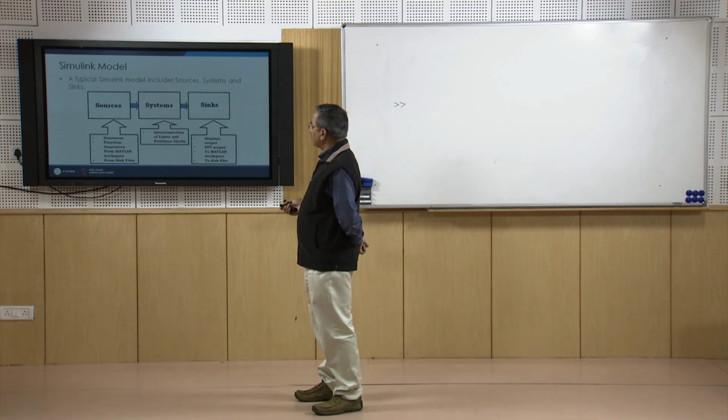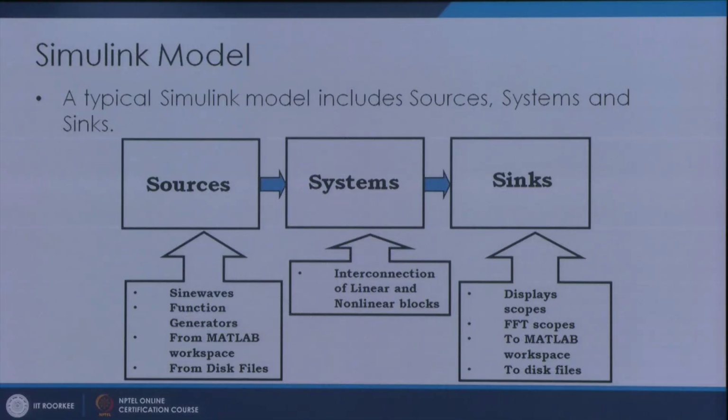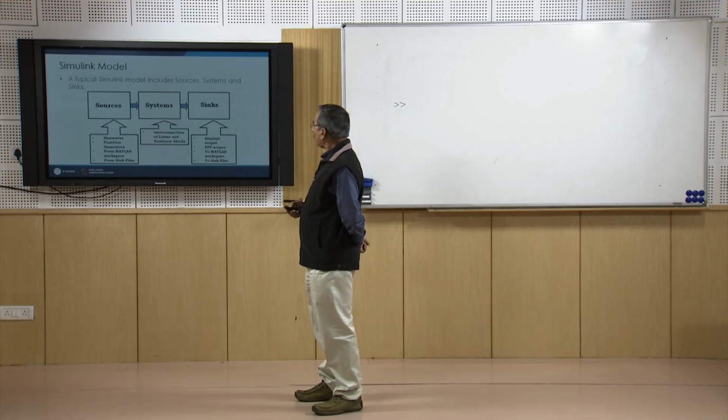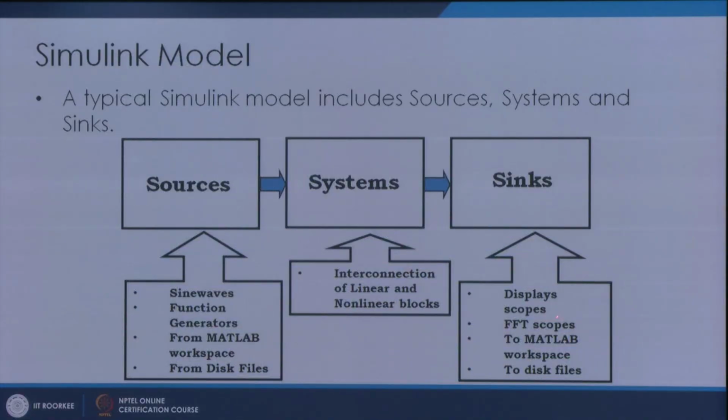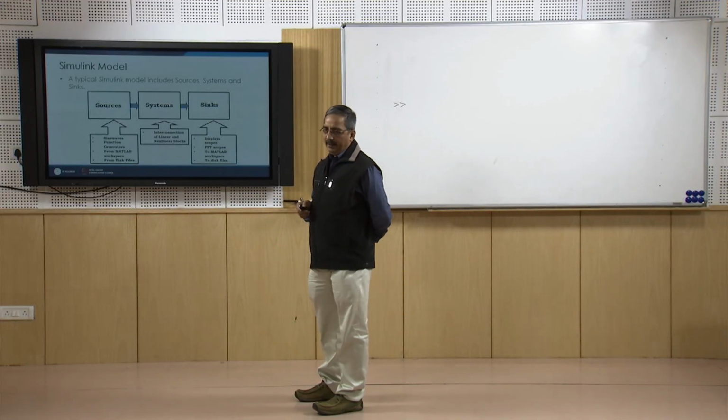Coming to the sources, various types of sources are available in the library, say sine wave and function generator. You can get those sources from the MATLAB workspace as well, and from disk files. The sink has display, scope, and FFT scope, and the output can go to the MATLAB workspace and also to a disk file. These features are available in Simulink.